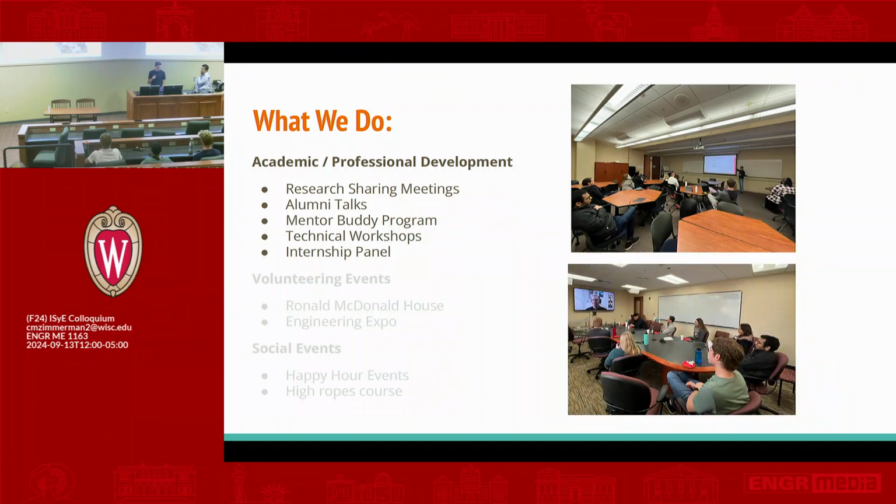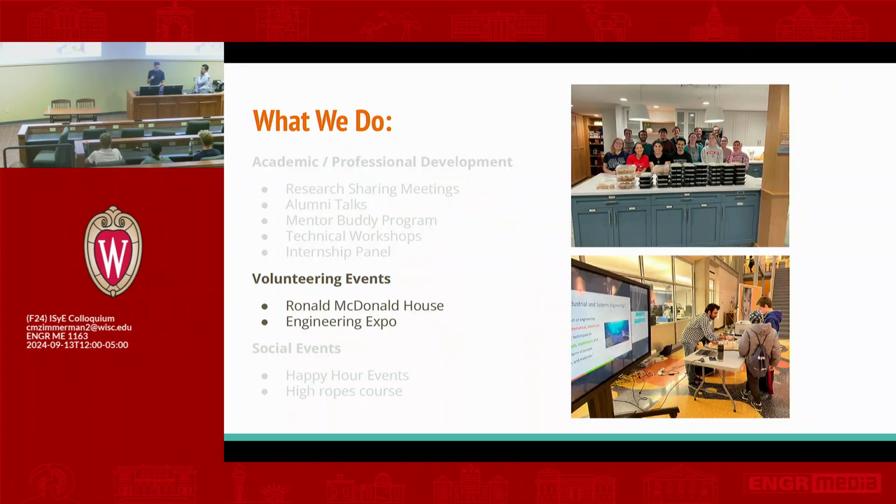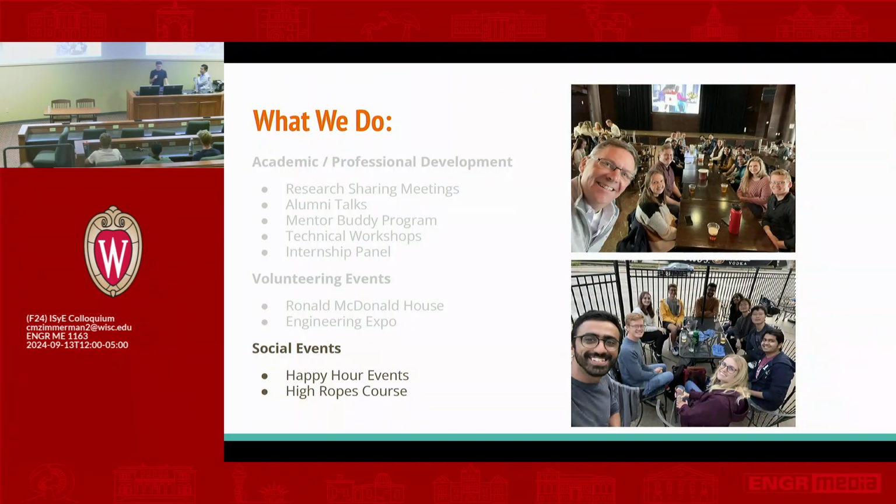And so we have a blend of these types of academic or professional development events. We do some volunteering events throughout the year. This year we're planning to make meals for folks at the Ronald McDonald House. We also volunteer at the Engineering Expo every year, and then do plenty of social events. So we host regular happy hours, and we've got a high ropes team building course at a UW facility planned in the next couple of weeks as well.